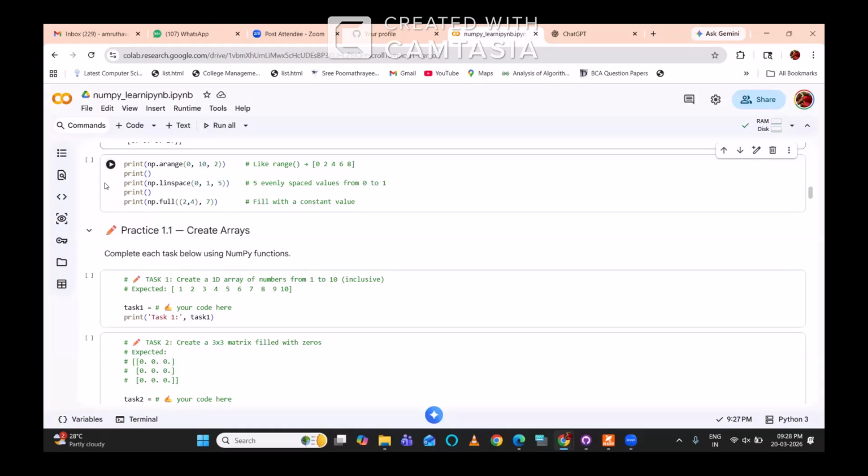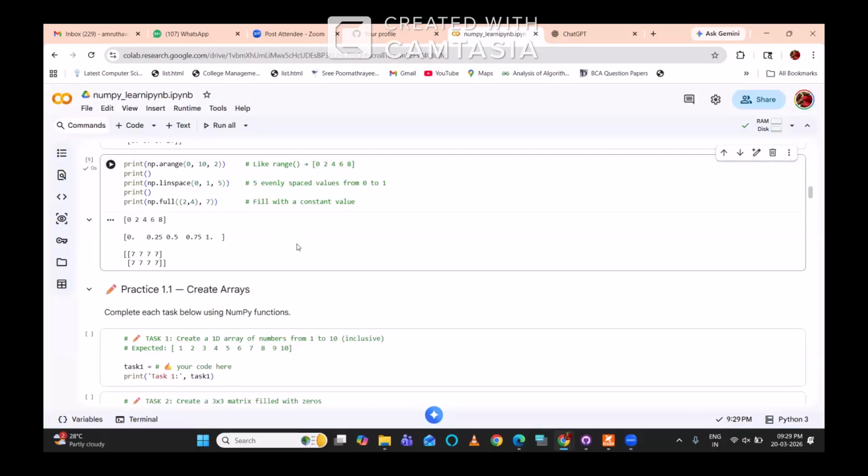And the linspace is nothing but, if you give a range 0 to 1, it will be split into the 5 parts. Right? 5 parts. And the full is again 2, 7, full with 7. Okay. Can you see that output? Okay. Right?